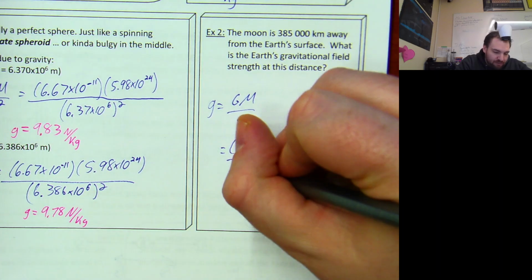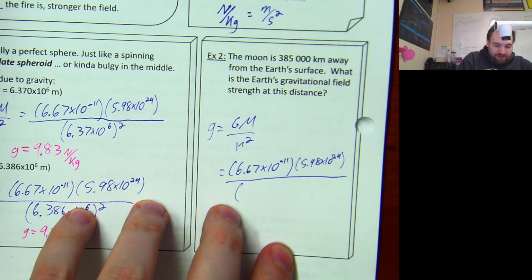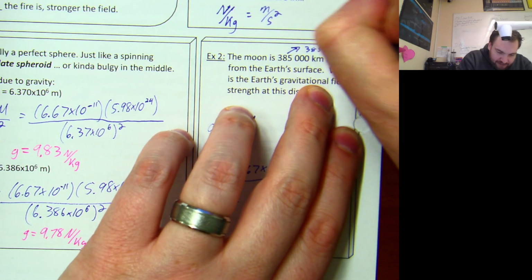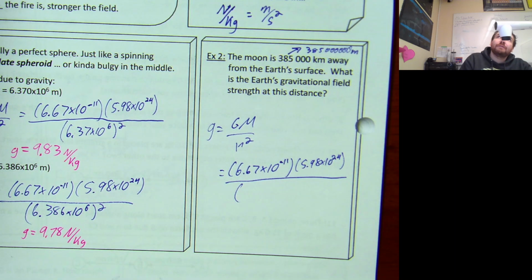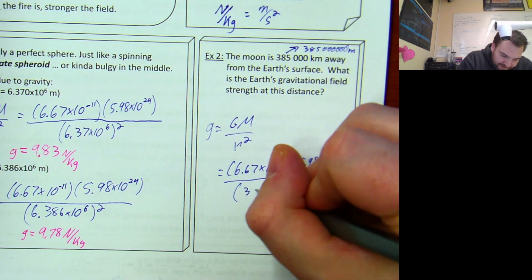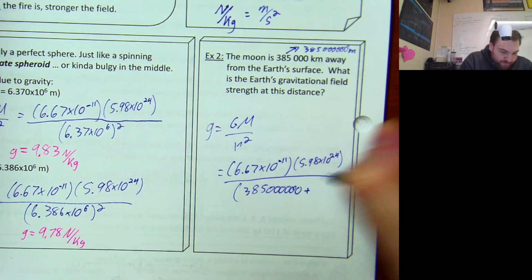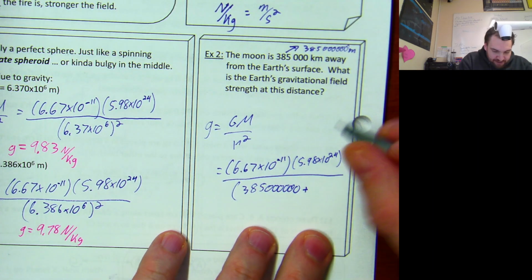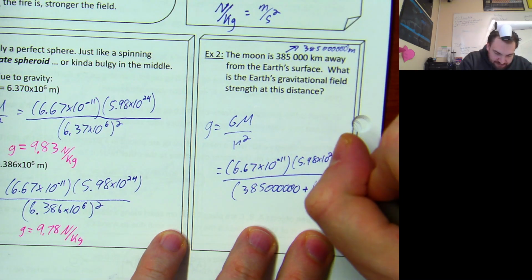So the first thing you did, Connor, was absolutely correct. We want to make sure this thing is in meters. There's going to be 385 million meters. So we want that 385 million. But we want to make sure we add to it the radius of the Earth, which is 6,380,000.